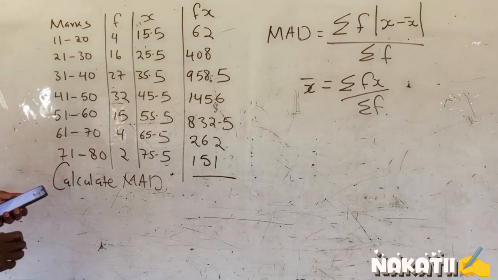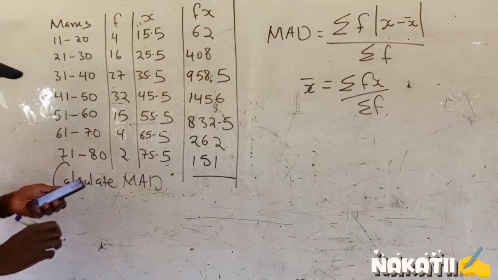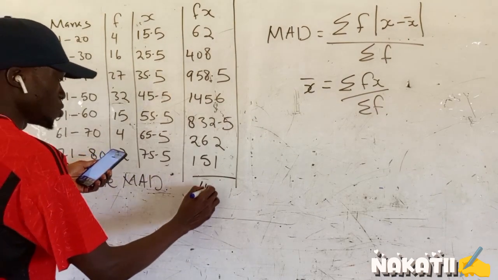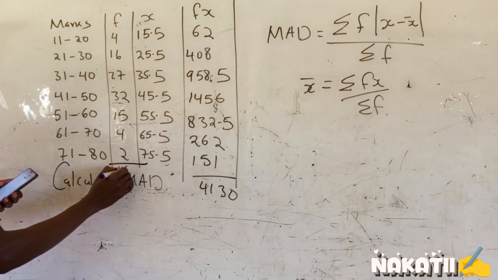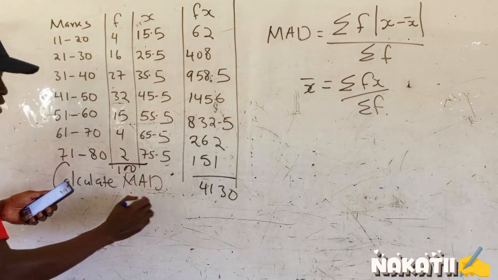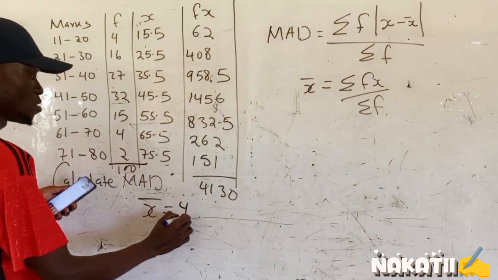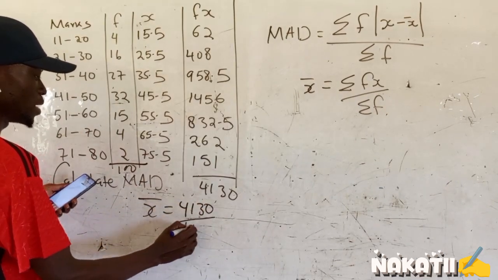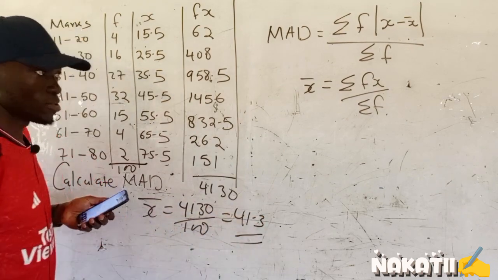When you sum up that column, you get 4130. And when you sum up the f column, you get 100. Hence, mean is the summation of fx, which is 4130, divided by 100. We get 41.3 as our mean.